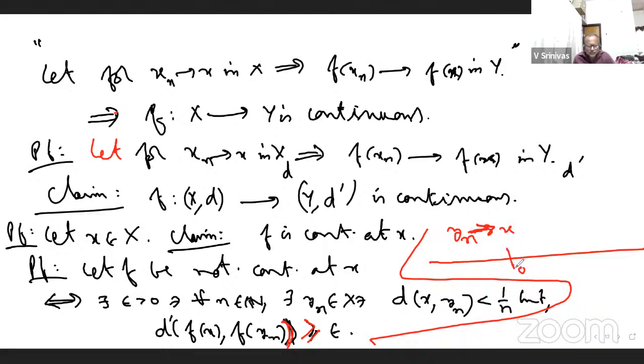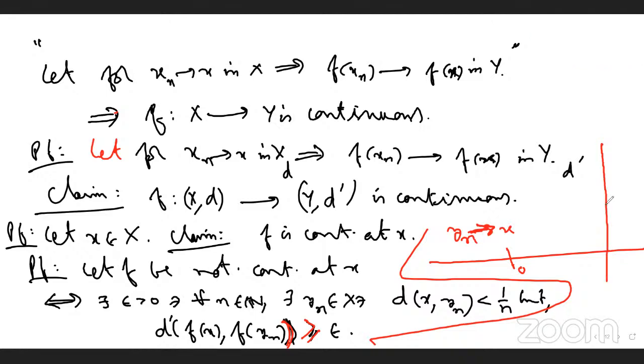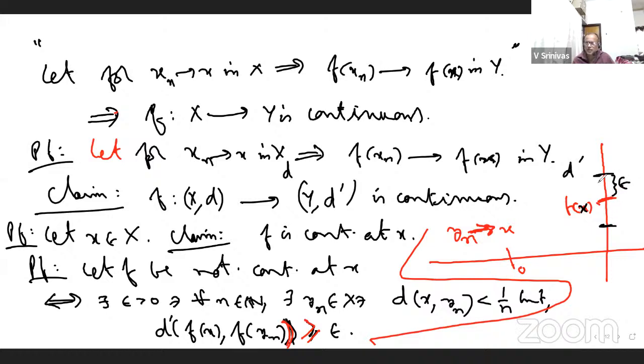x is a fixed quantity. I should write it vertically. This is f of x. This is some f of x value, and this is f of yn value. If this distance is epsilon, then this is f of x minus epsilon, and this is f of x plus epsilon.